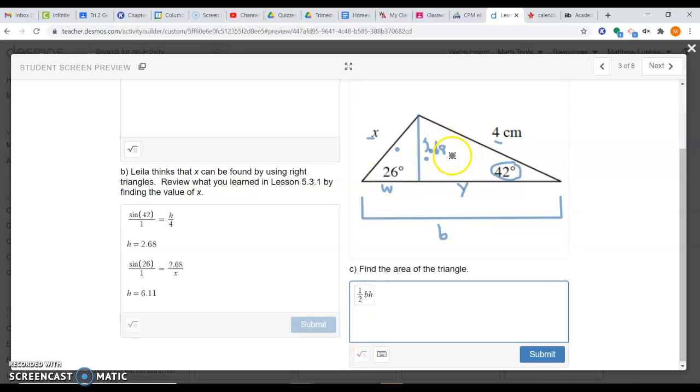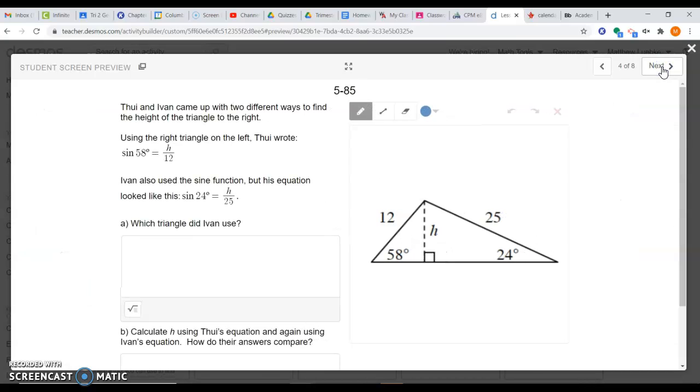You have your height being 2.68. You have your base being your b, or your w plus y, and you just plug it into the equation and solve. Okay? So if you get an answer, you can write it down there. I'm going to skip that one for time reasons.